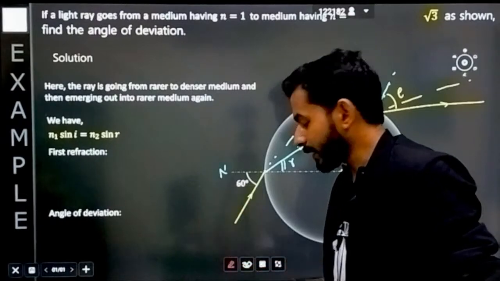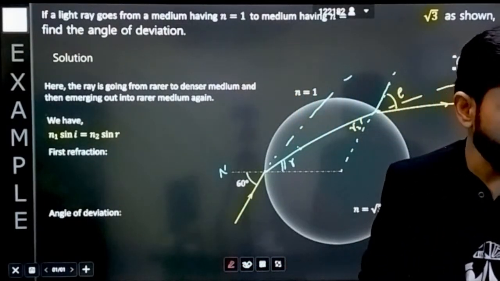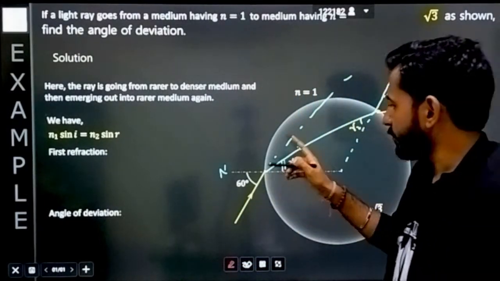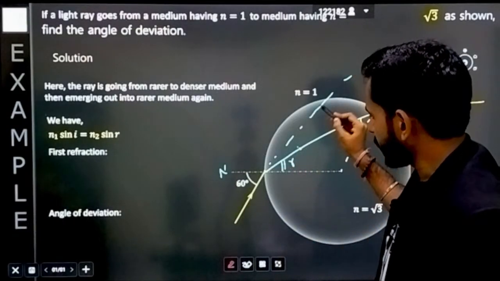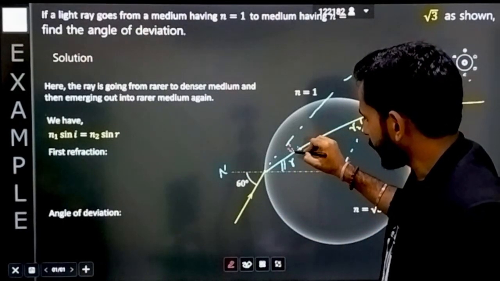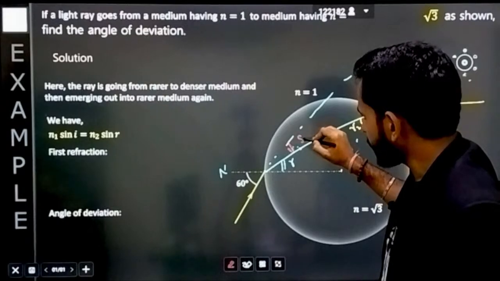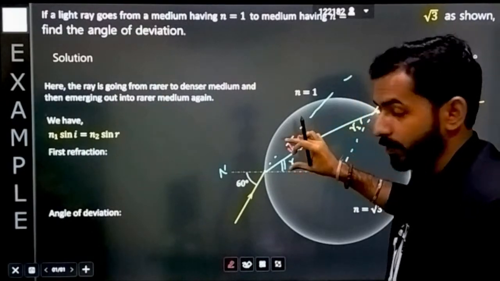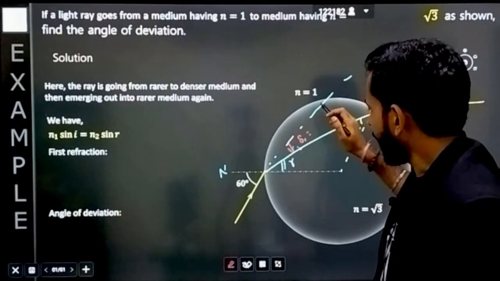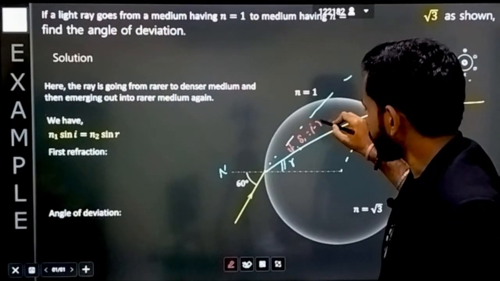You have to calculate how much the deviation is also coming. How will you write deviation at the first surface? This was the original path, but it is bent by this much angle. So I will write this as deviation 1, and deviation 1 I will write as greater minus smaller. Which is greater? I will say simply I is greater, minus R.